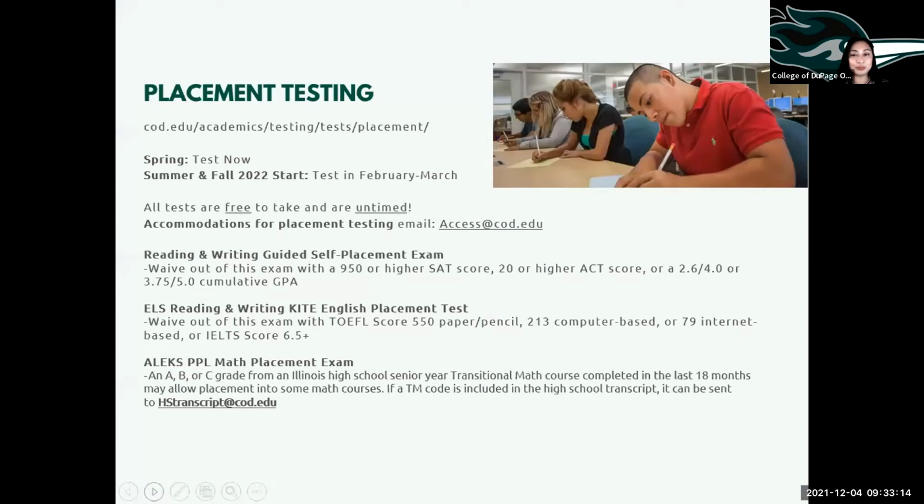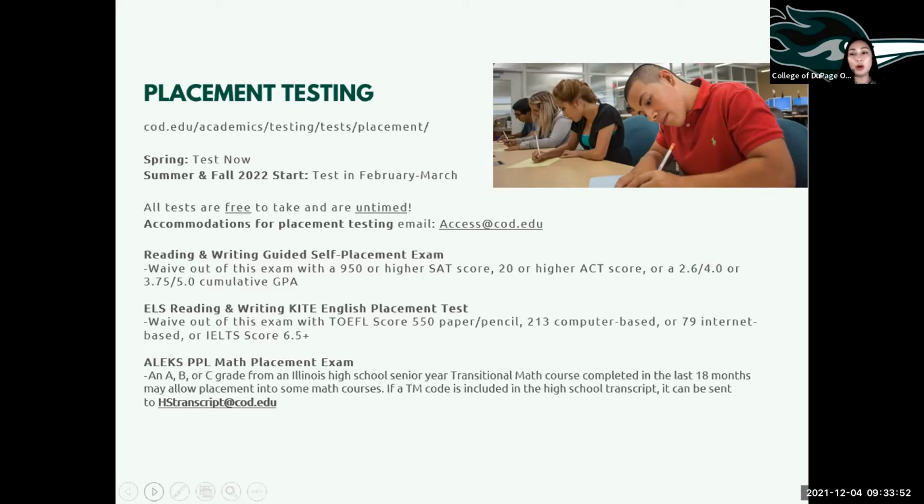So I mentioned the ACT and SAT scores placing students out of the reading and writing placement test. So just to go into it a little bit further, placement testing is critical for students taking general education courses such as English composition, social science classes, math, regular science classes. So right now, there are 3 major placement tests: reading, writing, and math.